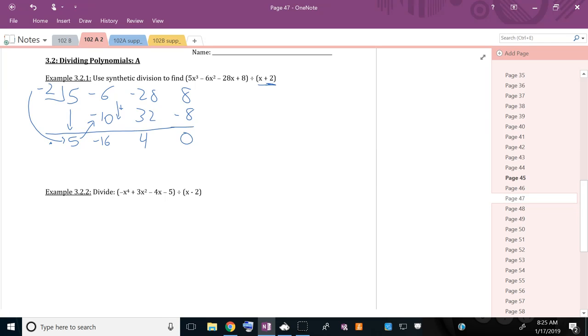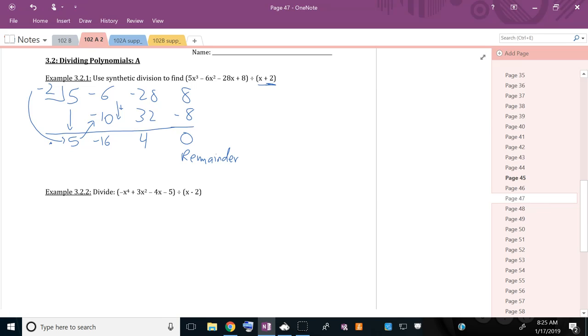Now this is my result, but I can't just leave it as those numbers. I have to interpret it. That last number, the 0, that is our remainder. Now because it's 0, I don't have to write it down. We'll see an example where it isn't 0 in a minute here.